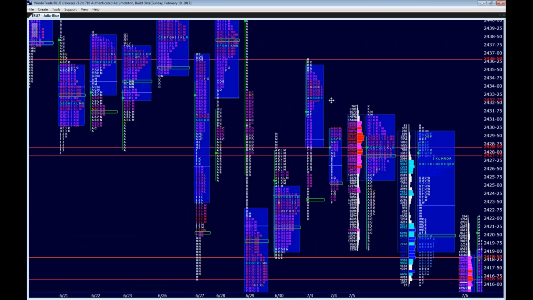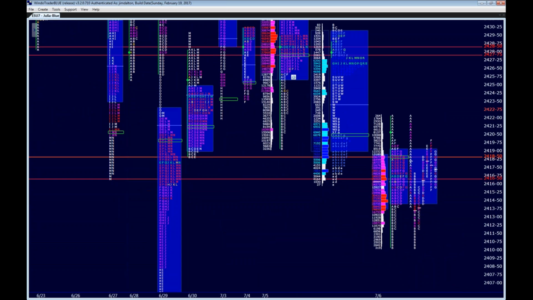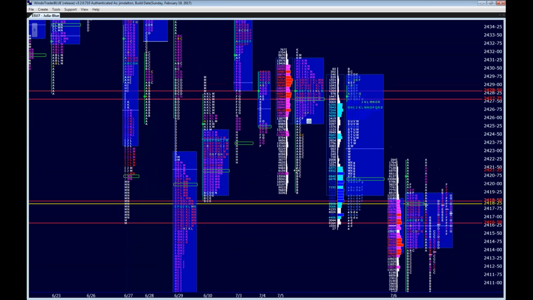So that has to be brought back into the picture. You have to bring back in that if we can get by and find acceptance back again above Friday's high, which I kind of look at as a little balance area, then this market can move higher.